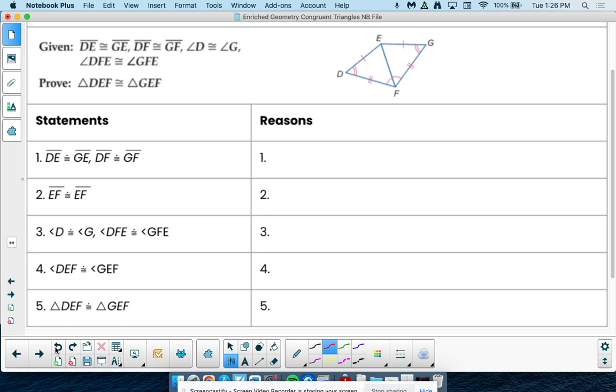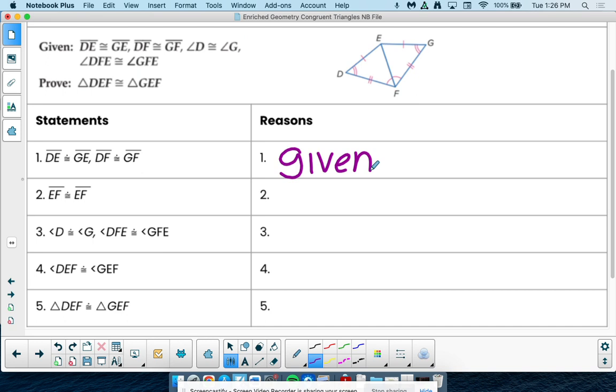So it was kind of nice. They marked all of our congruent markings on our picture for us. That won't always be the case, but let's see what we can do here, okay? So what's our reason for number 1? Why is DE congruent to GE and DF congruent to GF? That is given. Yep. It's kind of a freebie. We knew that.